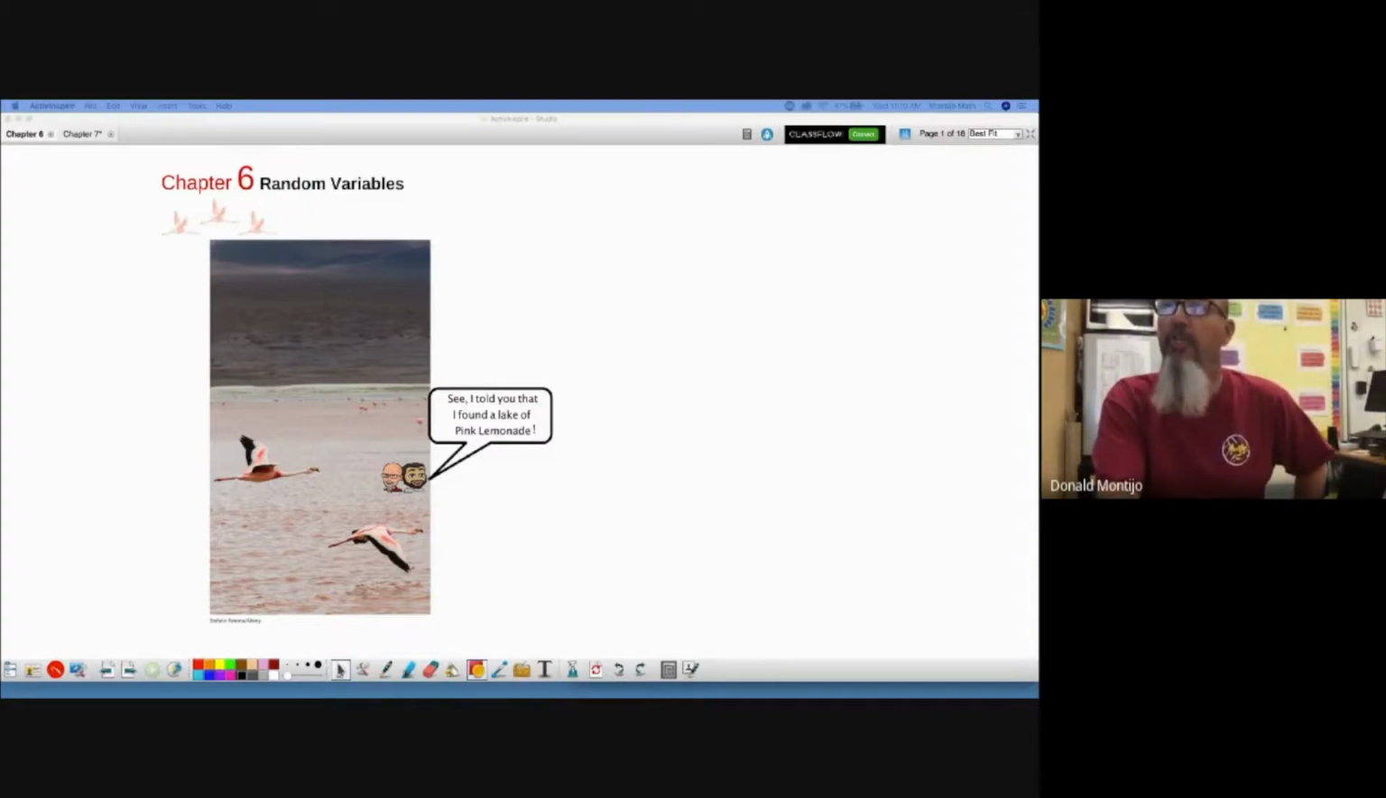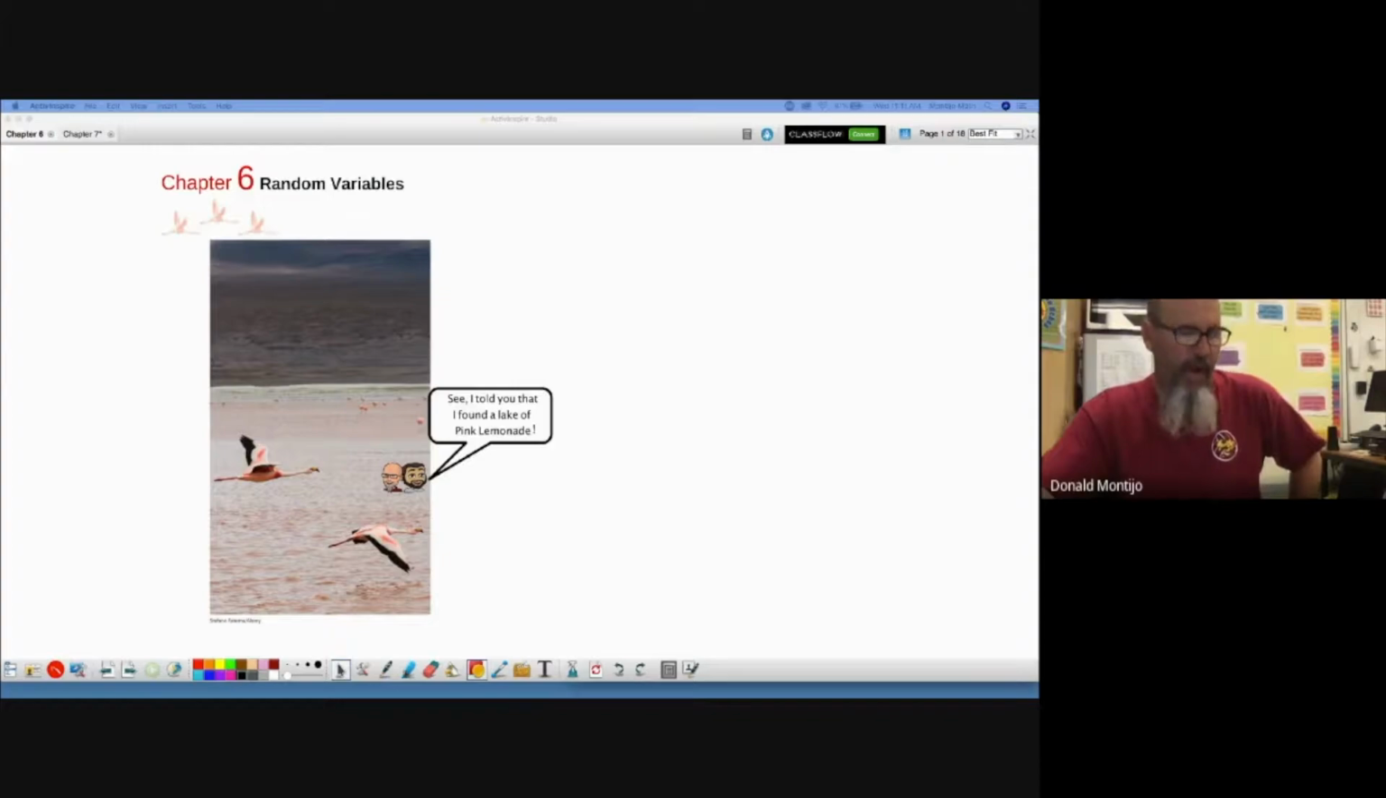There are two different types of random variables that we're going to be concerned with. So again, we're looking at probability, but somewhat differently than what we did in chapter 5, where we just looked at the straight probability rules. And the probability rules will always apply.